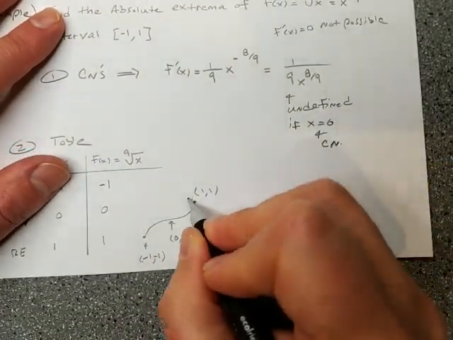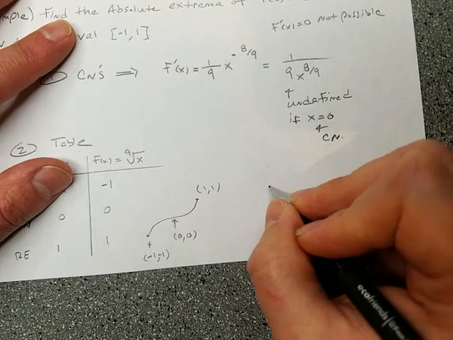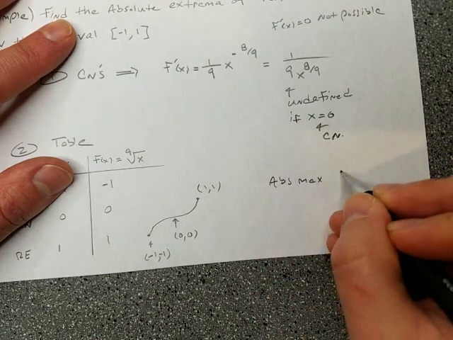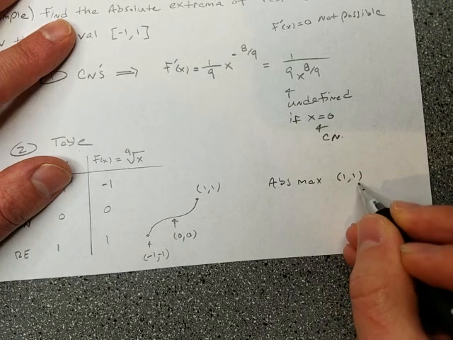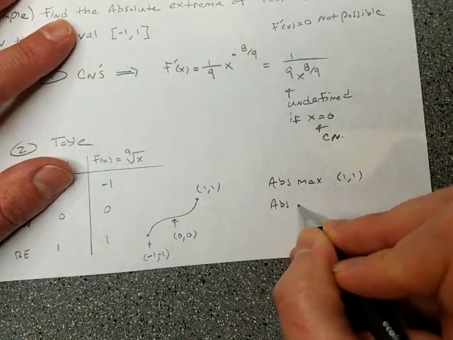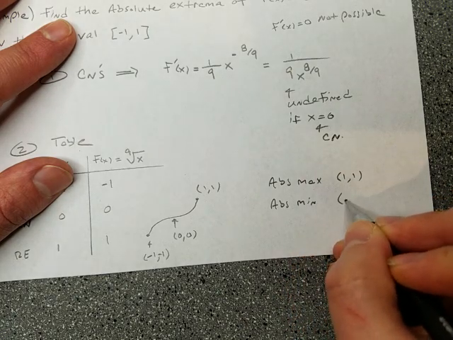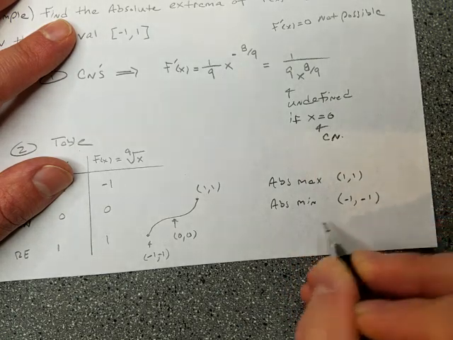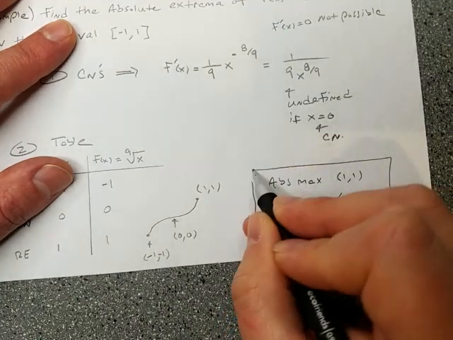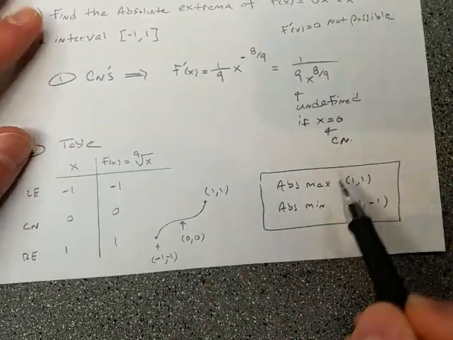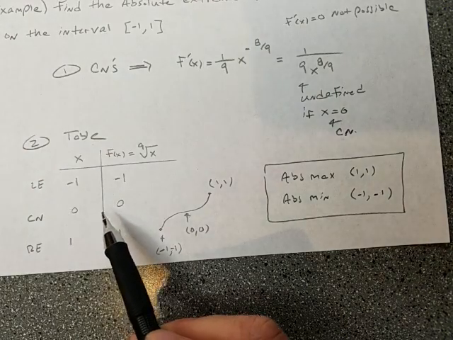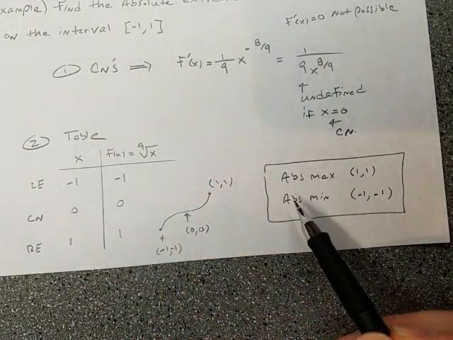All right, well, there's the maximum. Here's the minimum. Absolute maximum, 1 and 1. 1 for x, 1 for y. This point right here. And then the absolute minimum, -1 for x, -1 for y. This point right here. All right. The critical number, though, it needed to be on our table because we have to check, it didn't end up being where the max and min is.